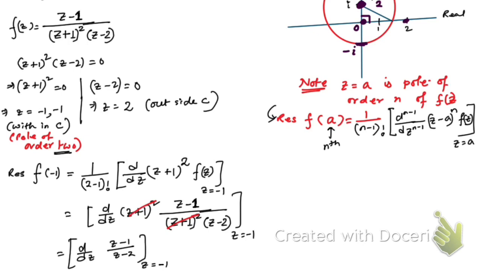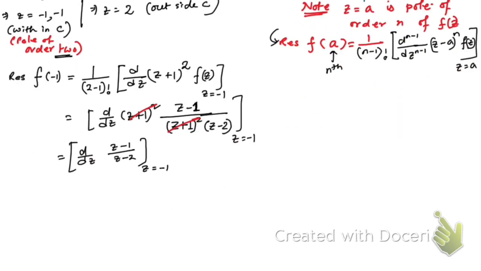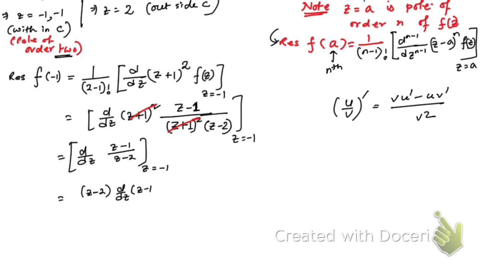So now here you see, if you differentiate it using this rule, u by v, its derivative is given by v times derivative of u minus u times derivative of v, divided by v square. If you apply that, z minus 2 in the denominator, then the derivative of the numerator z minus 1, minus the numerator z minus 1 times the derivative of the denominator z minus 2, divided by the denominator square, that is (z minus 2) whole square, right?